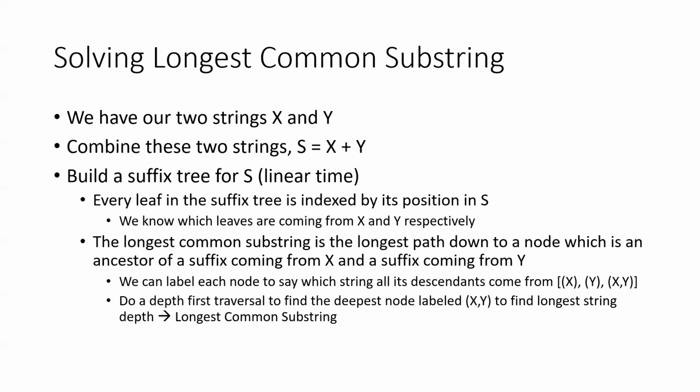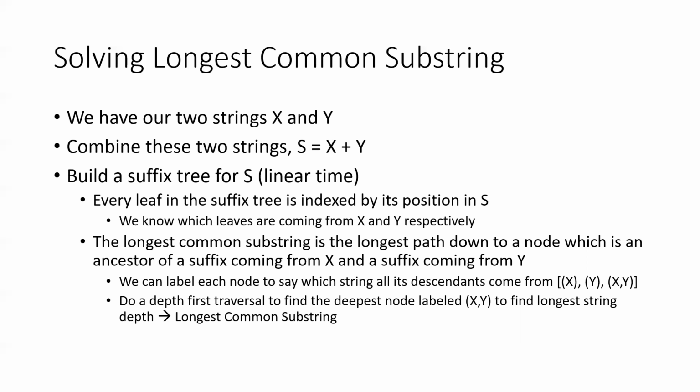We build a suffix tree for S. That's done in linear time. Very important: we just showed that we can build the suffix tree in linear time. Every leaf in this suffix tree is indexed by its position in S, and that's done through edge label compression. Because we concatenated these two strings, we know the position where X ends and Y starts. That means we know which leaves are coming from X and Y respectively.